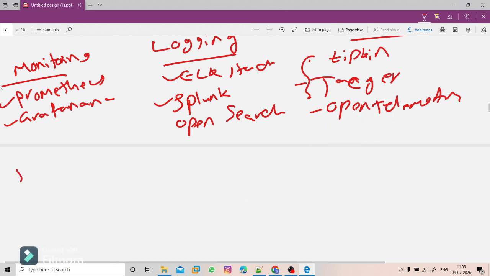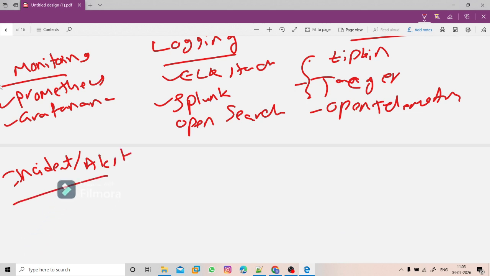And for incident or alerting purposes, we have PagerDuty. I will mainly cover PagerDuty or Slack only. Depending on the situation, we can use anything. I hope you got my point.